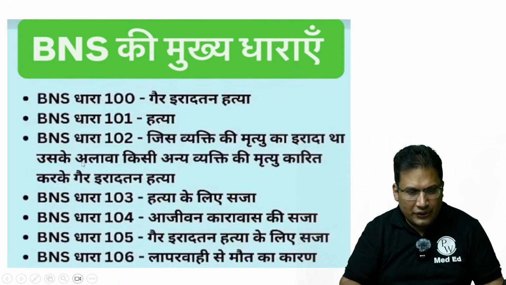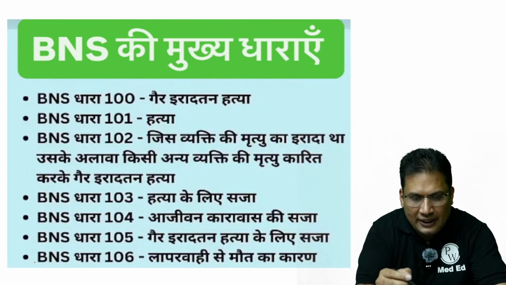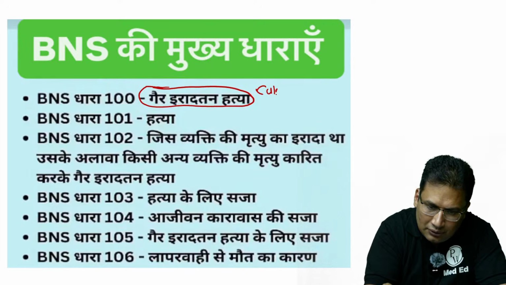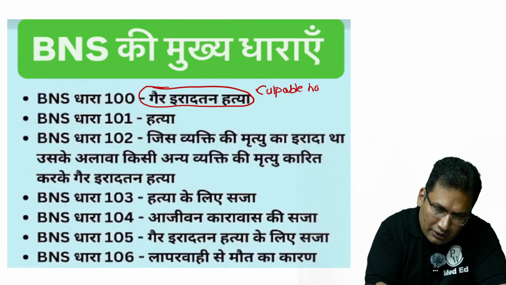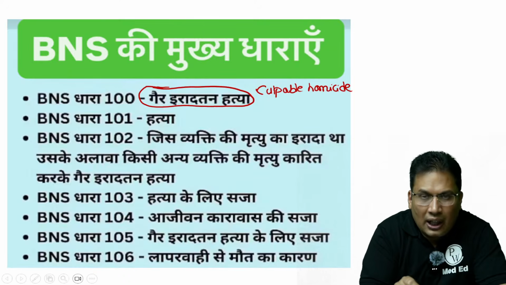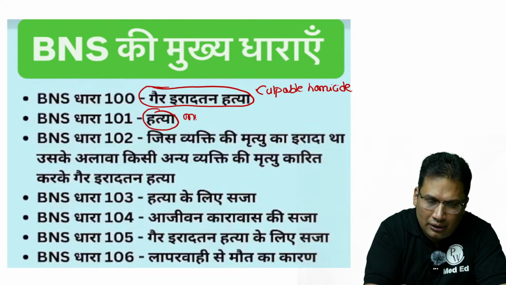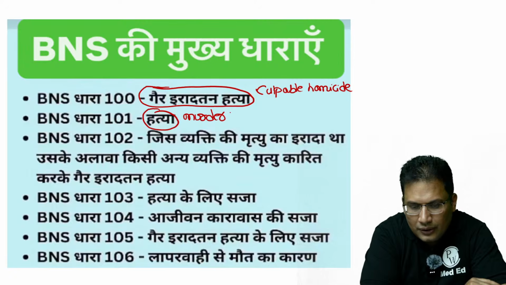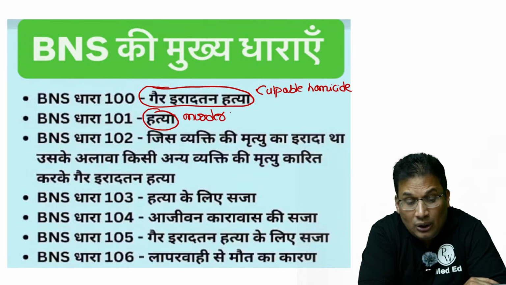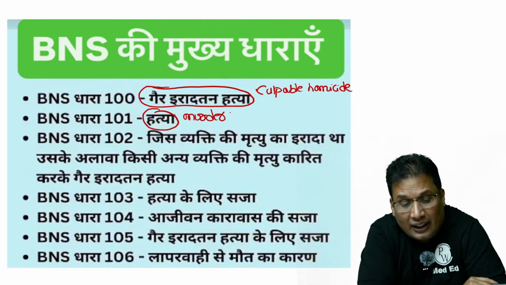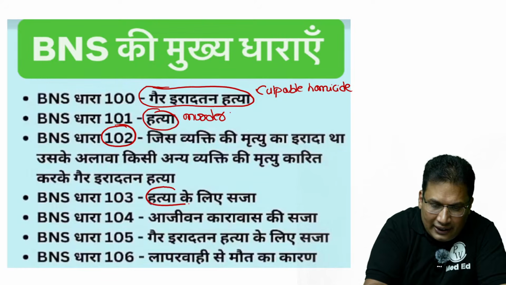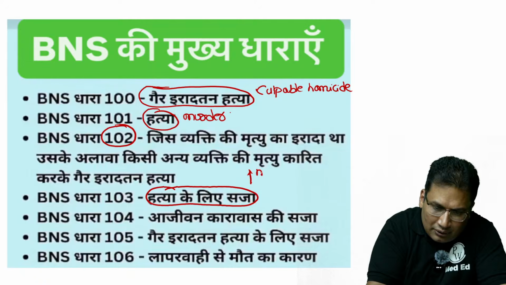You just go through this. This is a very important table, commonly asked in the exam. Section 100 is basically culpable homicide. Section 101 is murder. Causing the death of a person other than the one whose death was intended, that is basically 102. What is 103? Punishment for murder.